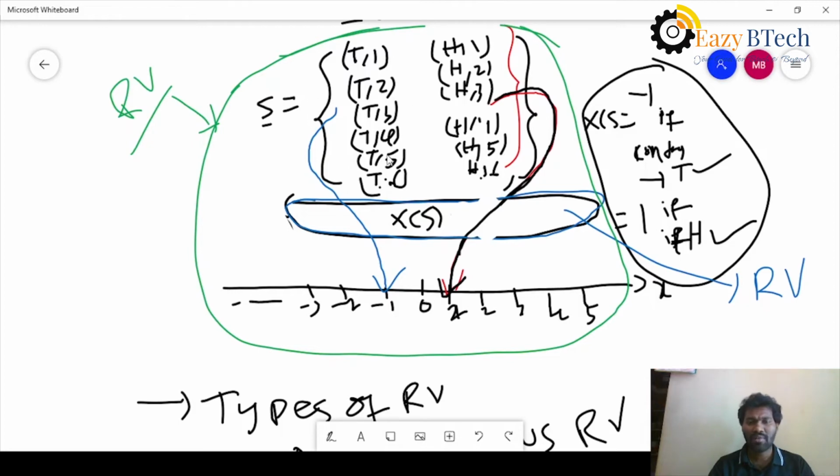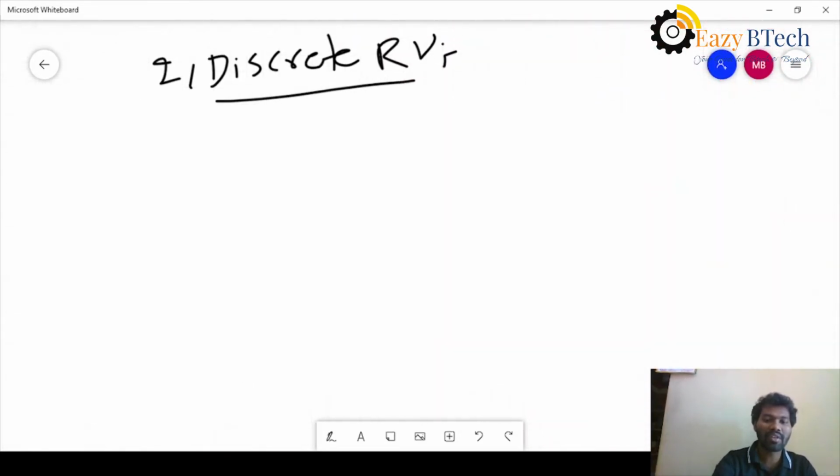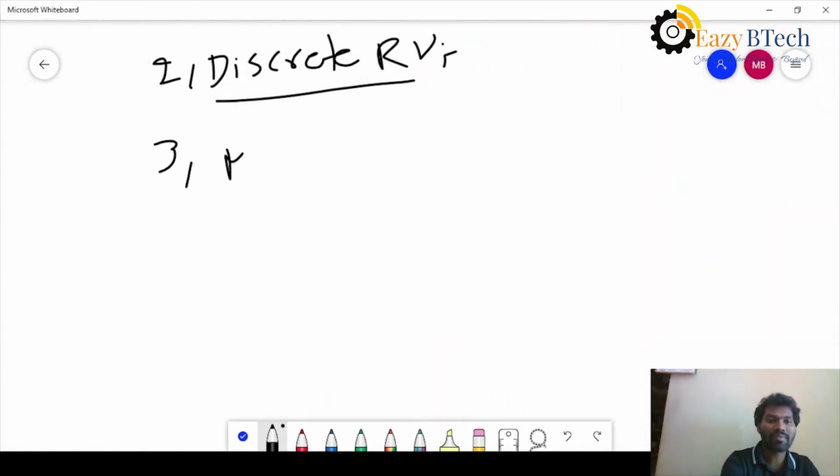Now see, here we have already defined the sample space. It has a total of 12 outcomes, and I am defining x of s equal to minus 1 if the coin faces tail, and 1 if the coin faces head. So for all the tails, I'll get minus 1, and for all the heads, I'll get plus 1. So here I have only two values on my real axis. So I can say that this is a discrete random variable. That is the example of a discrete random variable. Now moving on to the third one.